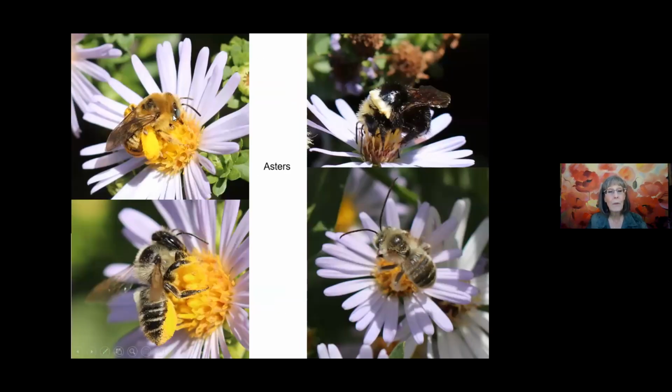Asters for nectar, you can see there's the mouth part going in with the tongue. Here also a bumblebee. This looks like maybe some kind of leaf cutter bee. And another leaf cutter over here, you can tell by the abdomen. And asters, super attractive to a lot of species of bees.